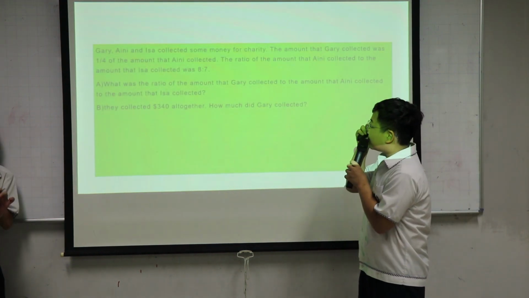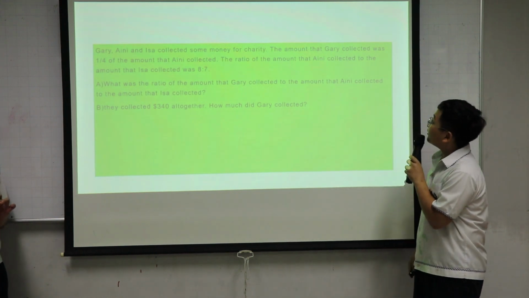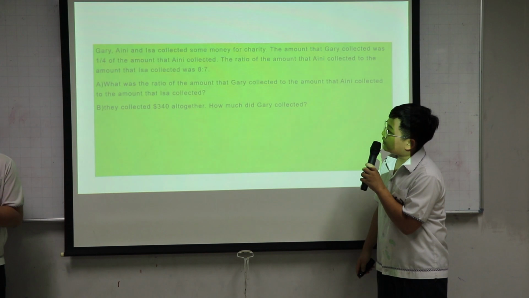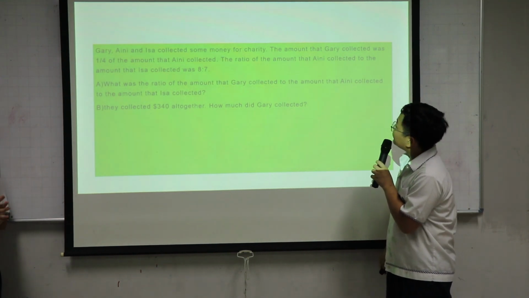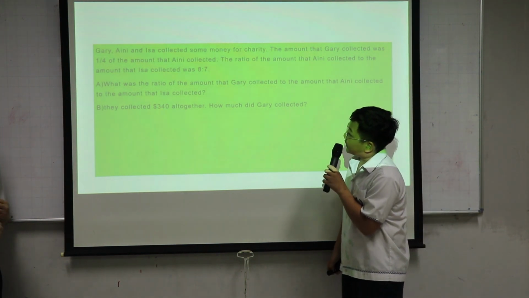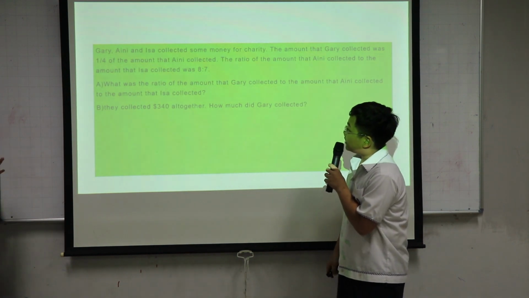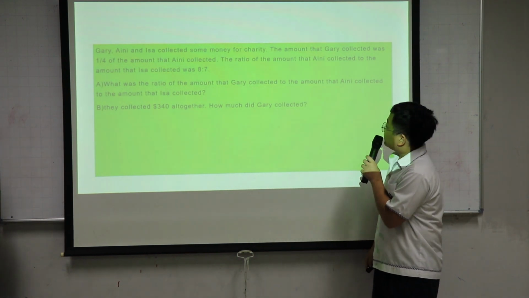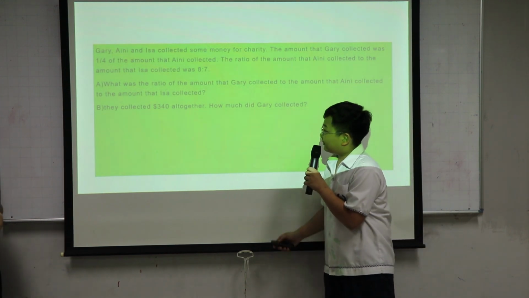Gary, Annie, and Isa collected some money for charity. The amount that Gary collected was 1/4 of the amount that Annie collected. The ratio of the amount that Annie collected to the amount that Isa collected was 8 to 7. A. What was the ratio of the amount that Gary collected to the amount that Annie collected to the amount Isa collected?